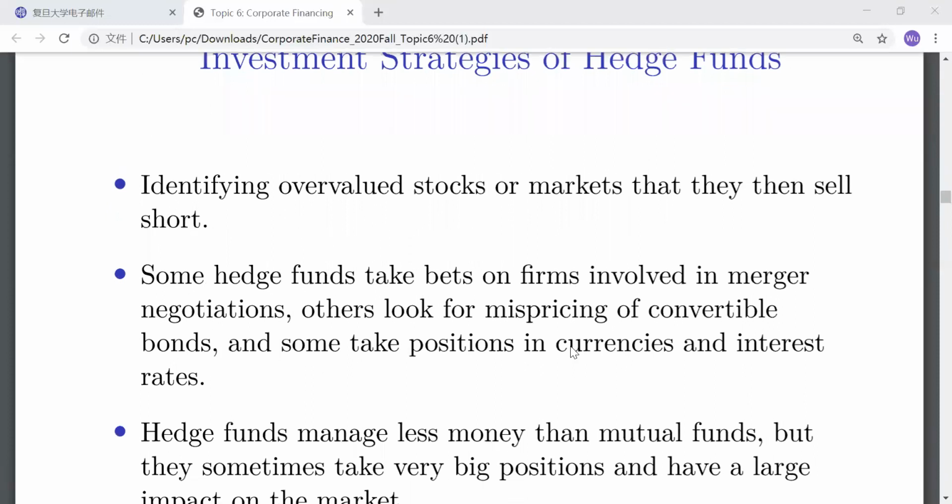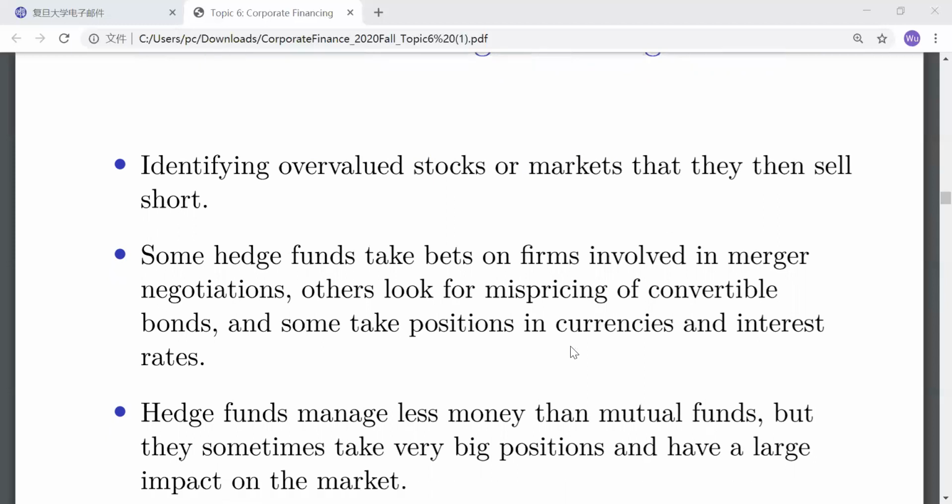So what are the investment strategies of hedge funds, right? They typically identify overvalued stocks or markets, and then they sell them short. Right? Some hedge funds take bets on firms involved in merger negotiations, and other hedge funds look for mispricing of convertible bonds and take positions in currency and interest rates, right? They look for mispricing, and they profit from that mispricing.